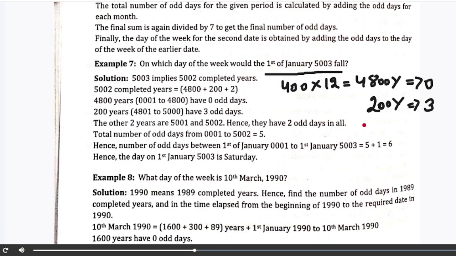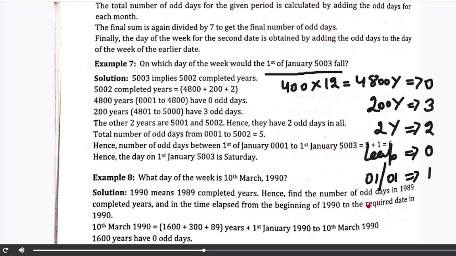Now 2 years has been completed. 2 years, 1 extra day in 1 year, the 2 extra days in 2 years. There is no leap years yet because 5001 and 5002 are not leap years. Now 5003 started 1st January, 5003, 1 day extra for that. The total comes out to be 6. 6 means Saturday. That is my answer. Look at this carefully, understand it.